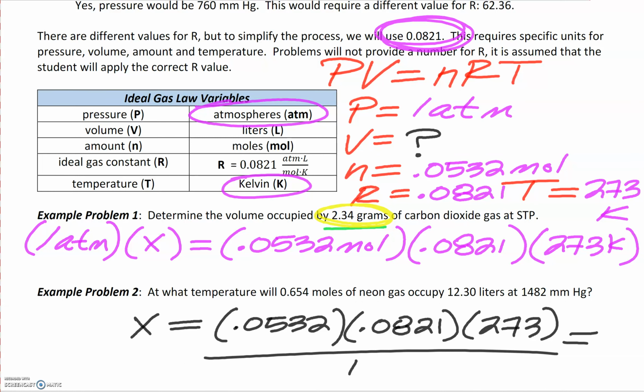So we run this through, and I ended up with a volume of, change the color here, I got 1.19. So I got 1.19. Now what is the unit? Well, the unit is going to be liters, because it's always going to give you the correct unit if you put in the correct unit. So that is 1.19 liters.